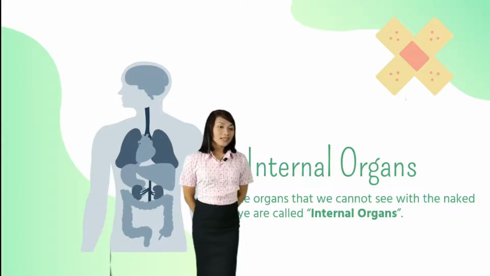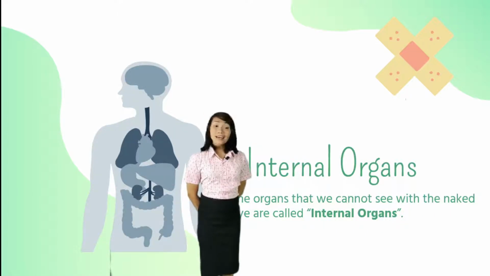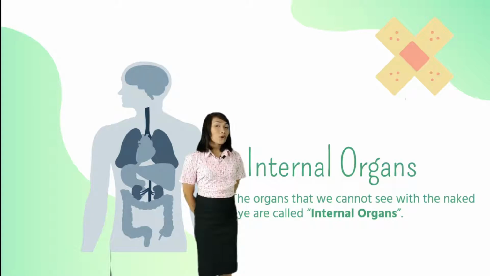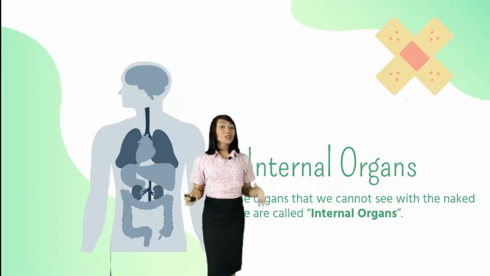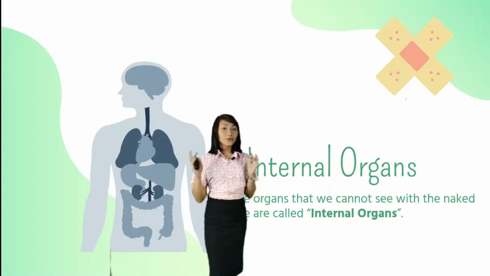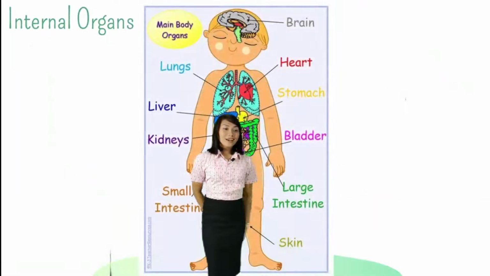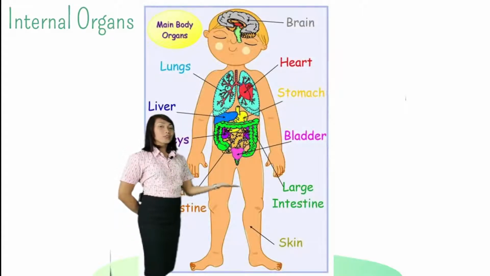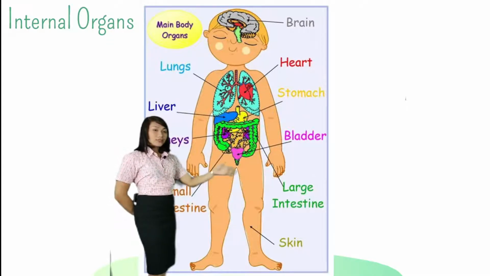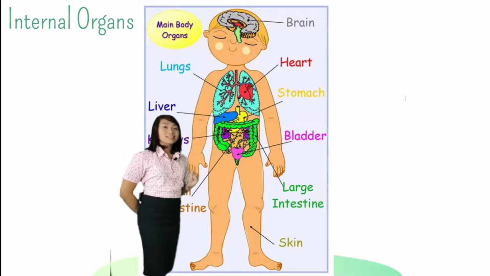Now, the internal organs are the organs that we cannot see with the naked eye. External organs we can see by naked eye, but internal organs are inside, so we cannot see them. Now, this is an example of an internal organ diagram. So in science, you can see this. These are the parts of the internal organs that we're going to be talking about today.